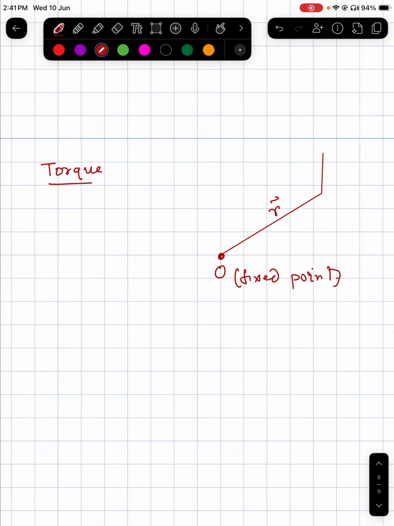A force is acting here, right? So R cross F, the torque, tau vector, is given by R cross F. This is the definition of the torque. The same definition we have already studied in class 10, but it is expressed in a slightly different way. Now it is expressed that tau is a cross product between R, the position vector of the force, and the force itself.